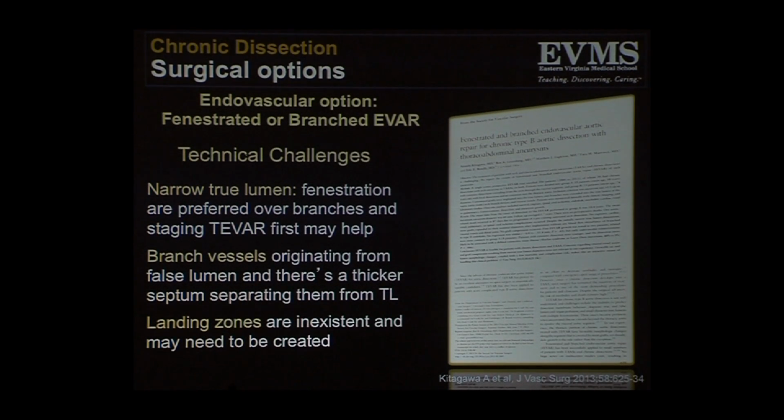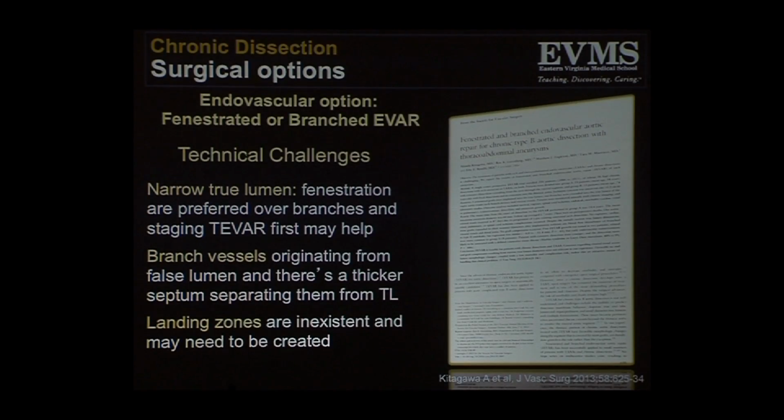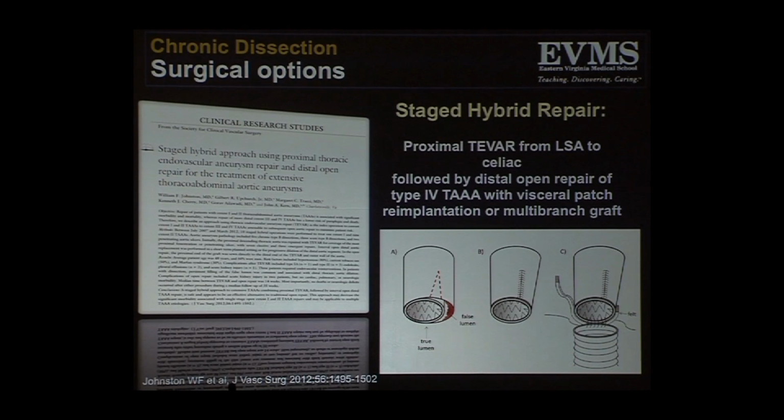Branch vessels can originate from the false lumen, and it also will complicate your fenestrated graft, because you'll have to try to go find that branch and reconnect it to the FEVAR. And landing zones also can be inexistent, and you'll need to be created.